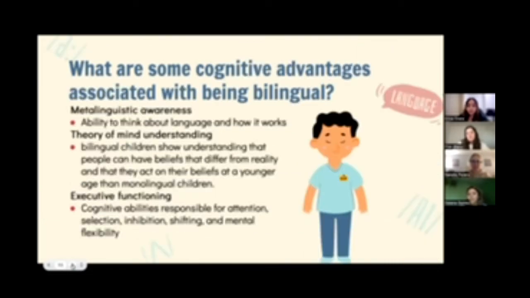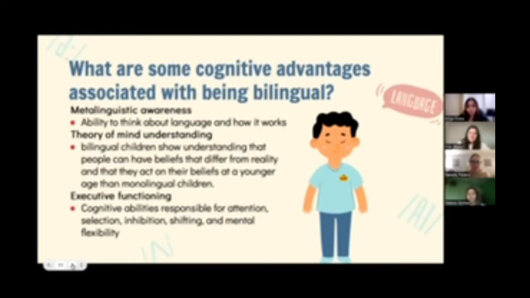Some of the cognitive advantages associated with bilingualism include metalinguistic awareness, theory of mind understanding, and executive functioning. In the metalinguistic awareness, children who grow up bilingual.